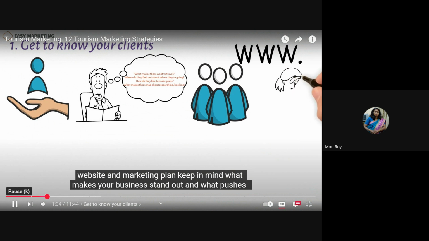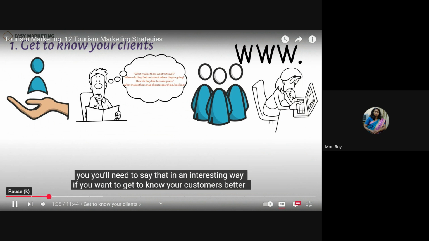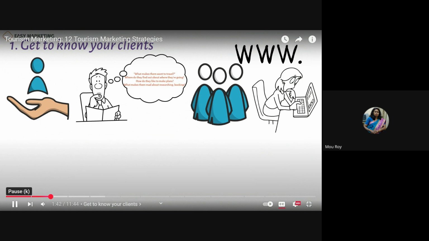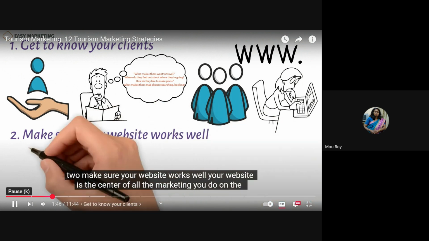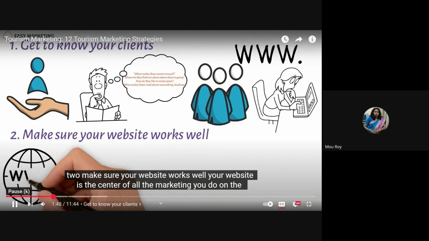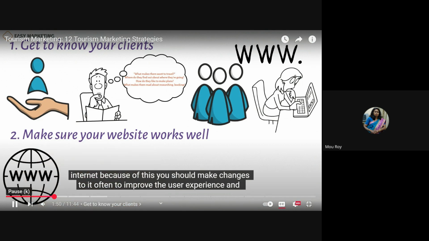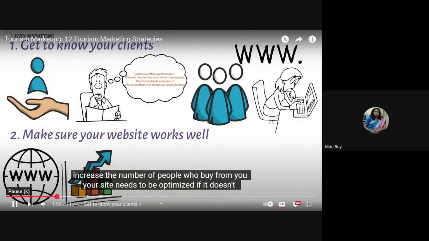Keep in mind what makes your business stand out and what pushes you. You'll need to say that in an interesting way if you want to get to know your customers better. 2. Make sure your website works well. Your website is the center of all the marketing you do on the internet. Because of this, you should make changes to it often to improve the user experience and increase the number of people who buy from you.